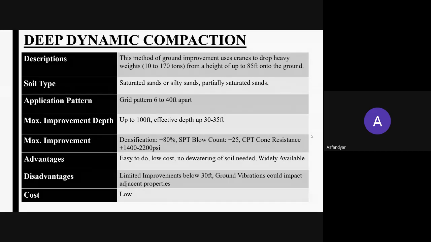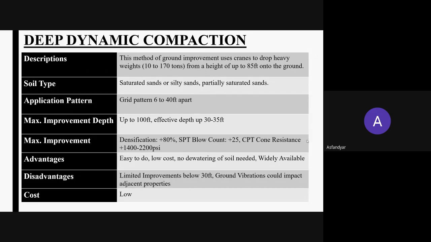It is done in a grid pattern in which the distances between the grid points may range from 6 to 40 feet. The maximum depth up to which improvement occurs is 100 feet, and in that 100 feet, the effective depth is in the range of 30 to 35 feet. The improvement occurs in the following properties. The soil is densified by up to 80%. The SPT blow count is increased by 25, and the CPT cone resistance is increased by 1400 to 2200 psi.